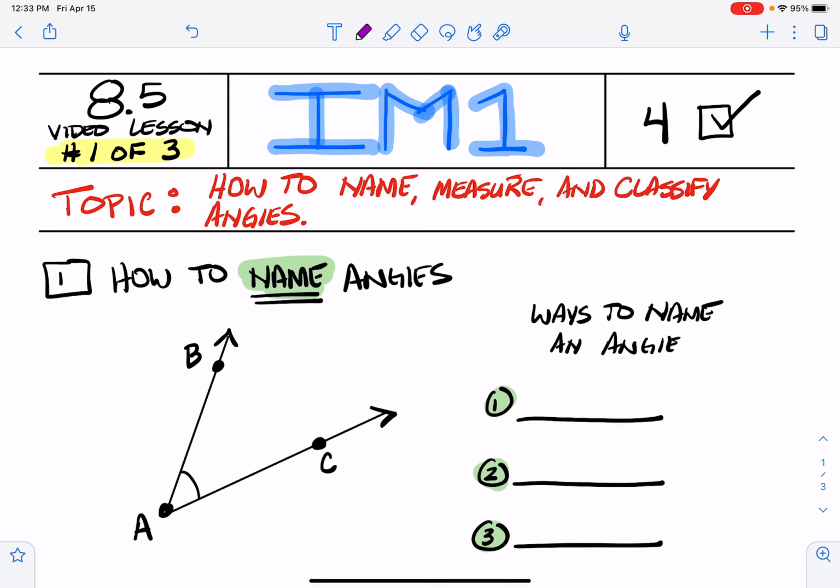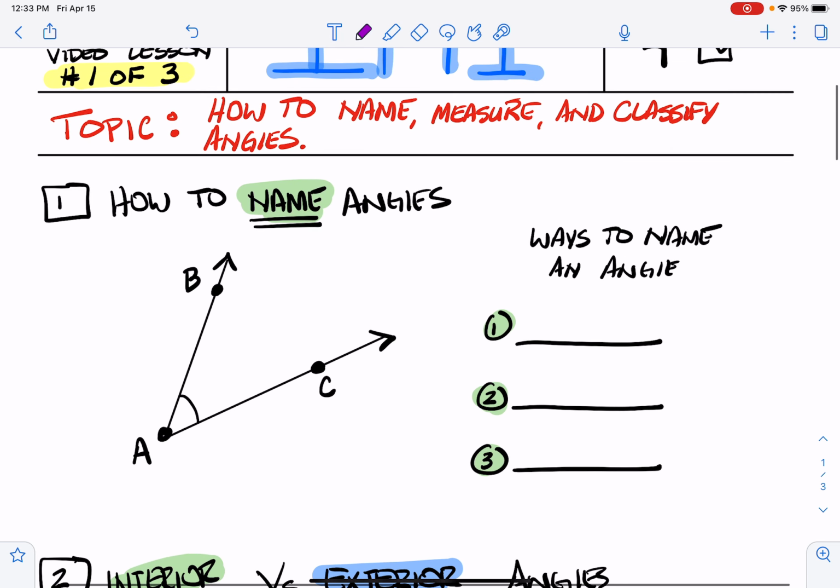Here's lesson 8.5, video 1 of 3 for IM1. We got 4 boxes to talk about, and the topic for this is how to name, measure, and classify angles, okay? So some of this should be a review for you, all right?